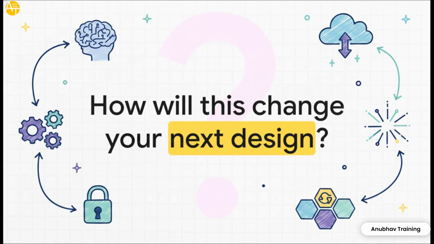I want to leave you with one final thought to mull over today. How will understanding this orchestration change the way you design your very next AI agent or custom integration? Because now that you know Joule isn't just some basic chatbot, but a highly secure context-aware orchestration engine, how are you going to harness that power in your own SAP landscape?